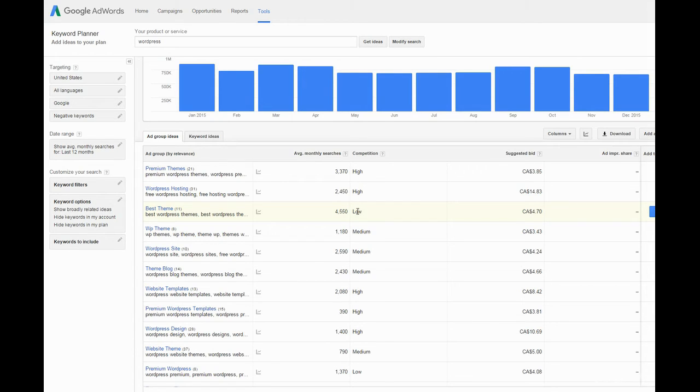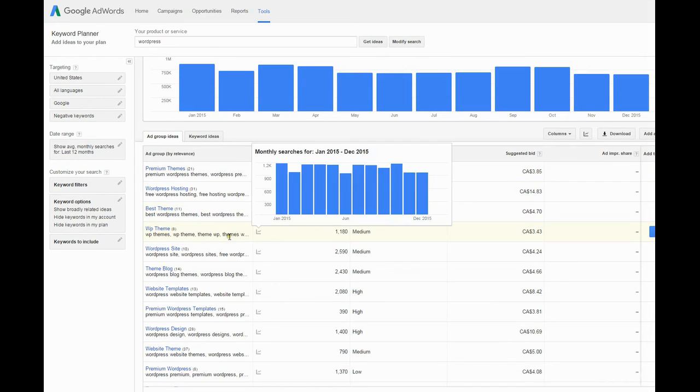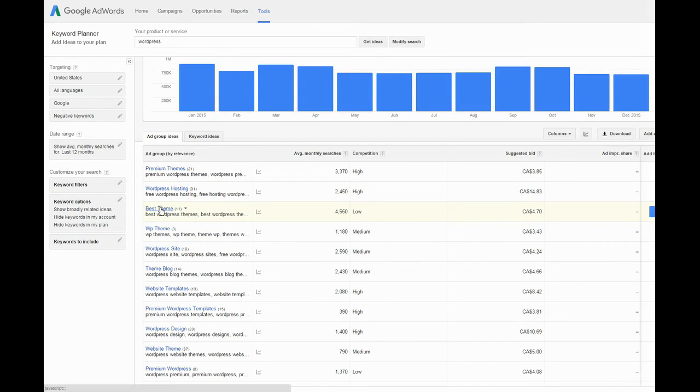Even if you say to yourself, well, best themes, maybe people aren't making a lot of money selling WordPress themes, and this is the reason why there's not a lot of competition for it. But if you can determine that you've got a lot of monthly searches, and if you know how you're making money from this particular keyword, even though it might not be the best keyword for it.